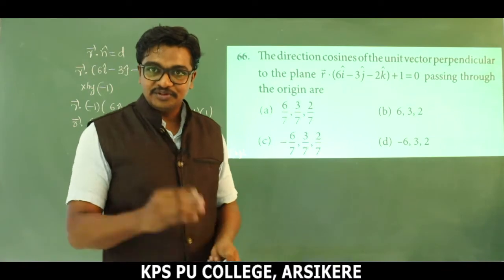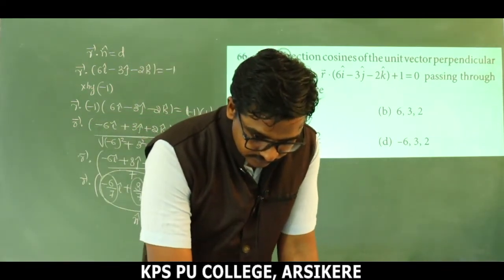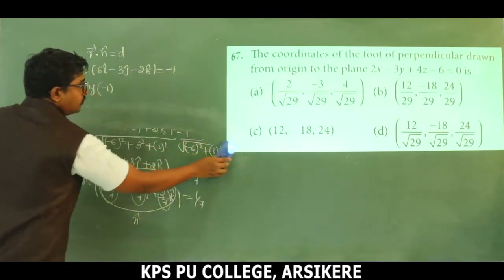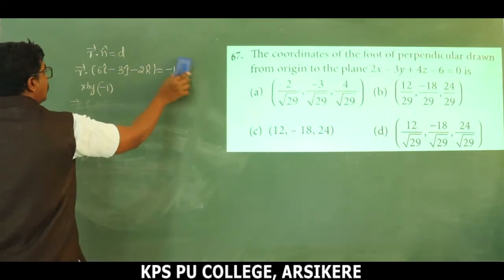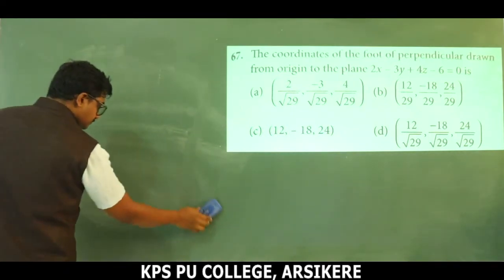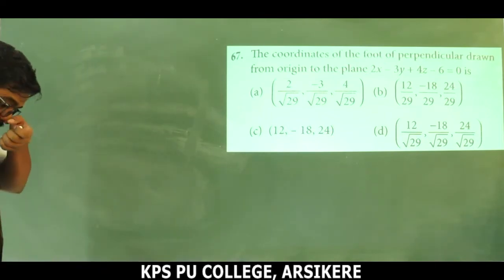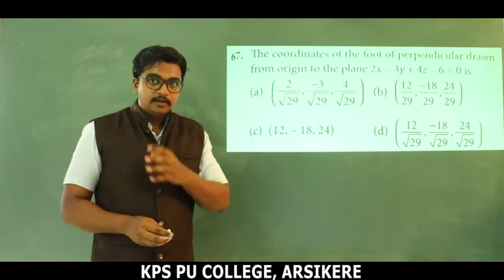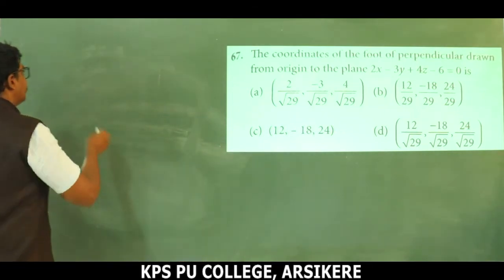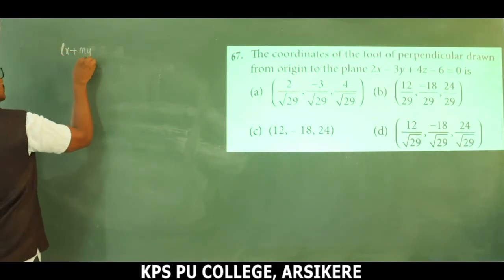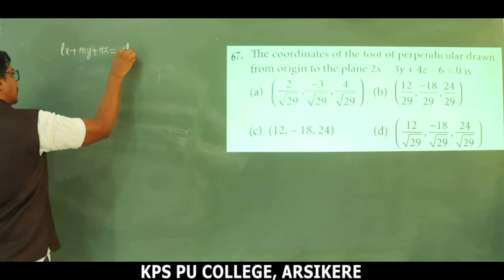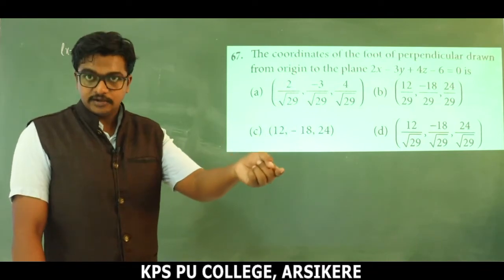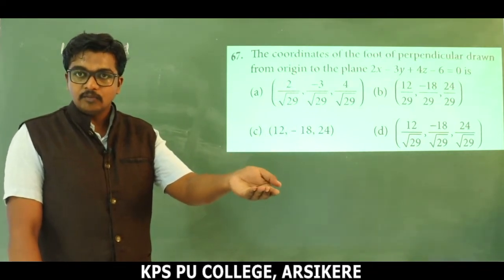Next, dear children, we are moving to the next question. The coordinates of the foot of the perpendicular drawn from the origin to the plane 2x minus 3y plus 4z minus 6 is equal to 0. Remember, whenever we have lx plus my plus nz is equal to d, where l, m, n are the direction cosines of the unit normal vector, that is nothing but the scalar components of n cap.